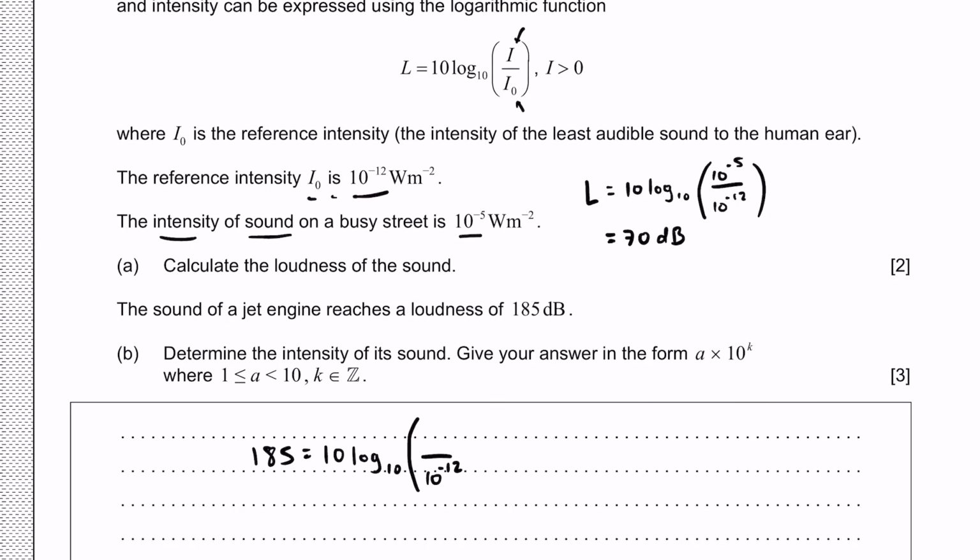Essentially, I believe we're asking how many times louder is it than the base intensity of least audible sound. And I is what we're trying to solve for. So the intensity of the sound, which is given to us right here. Okay, so now we've got an equation. We just have one unknown. We can go to the calculator and solve for this. So let's go ahead and do that.